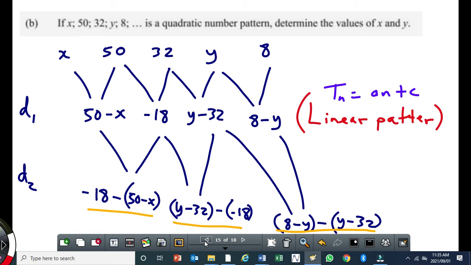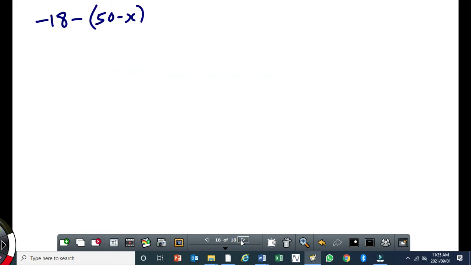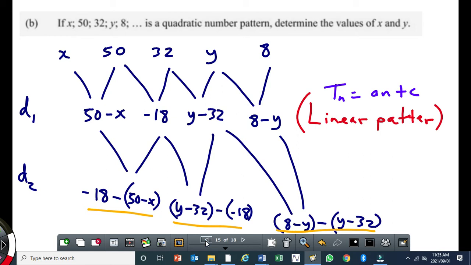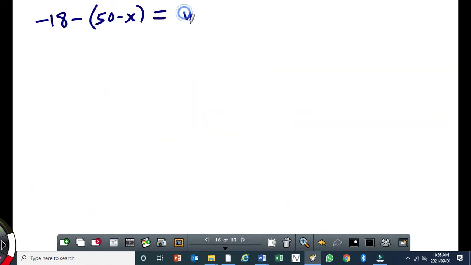Okay, let's check. Minus 18 minus (50 minus x). What's wrong with this? This will be equal to y minus 32 minus 18. Y minus 32 minus 18.